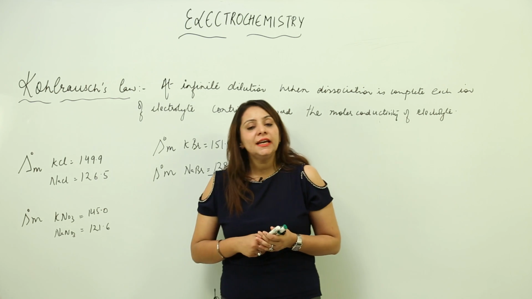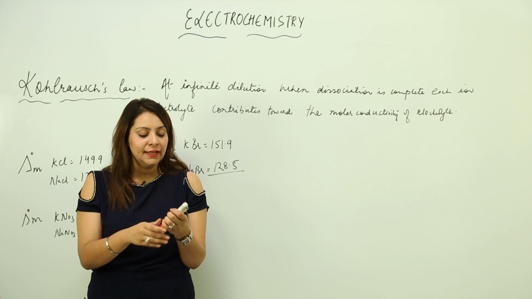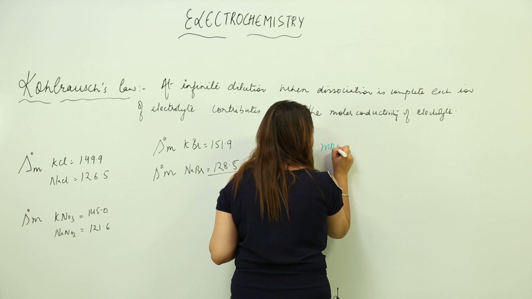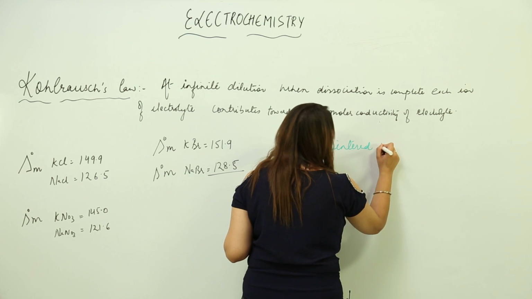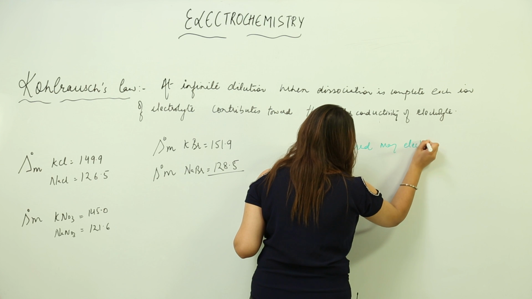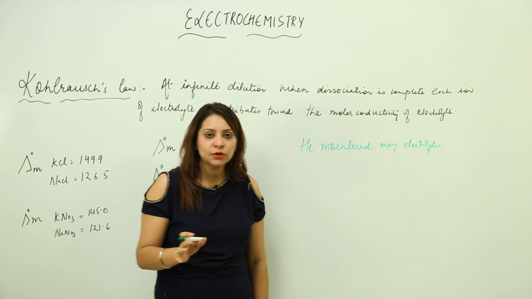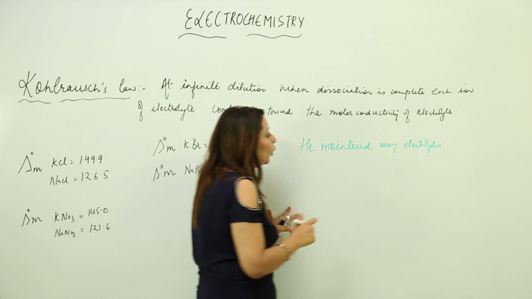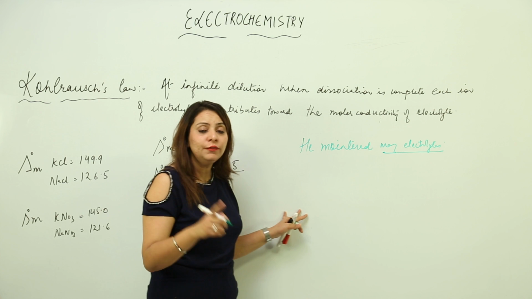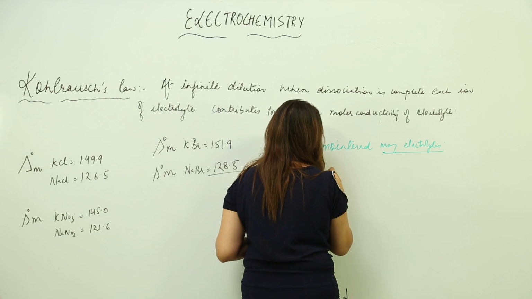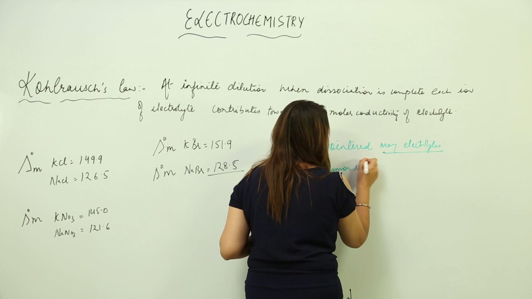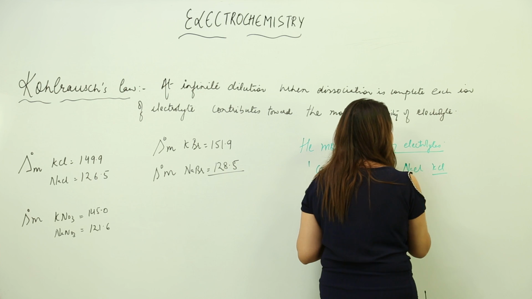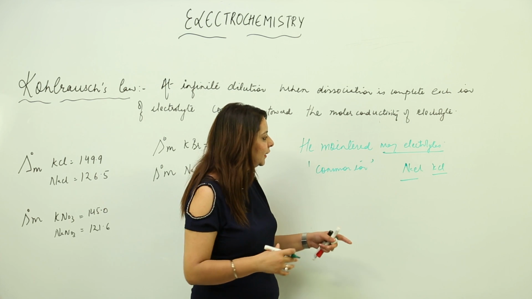Let me tell you what he did. He monitored many electrolytes. He carefully observed those electrolytes, and the kind he observed were those which contain a common ion. Like NaCl and KCl. So these are the kinds of electrolytes he took into consideration.